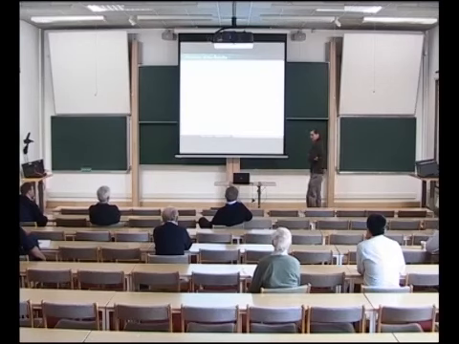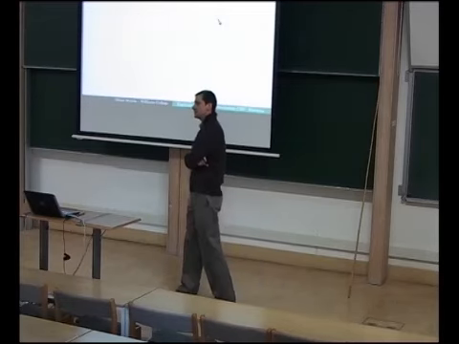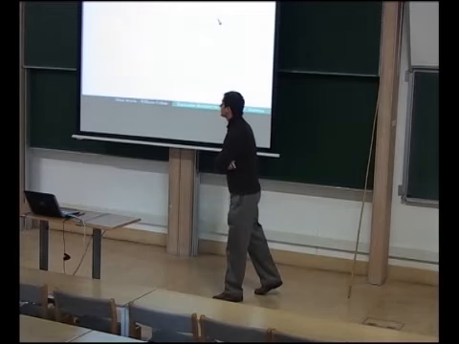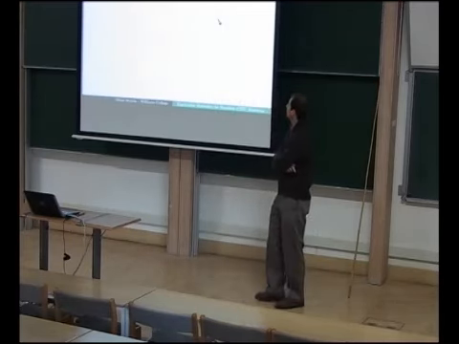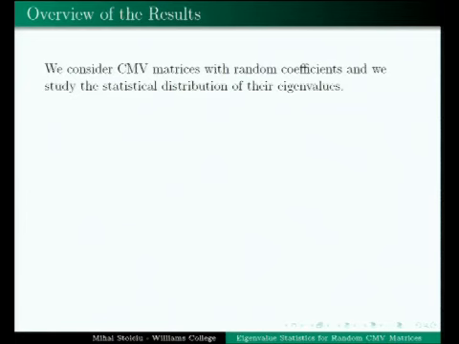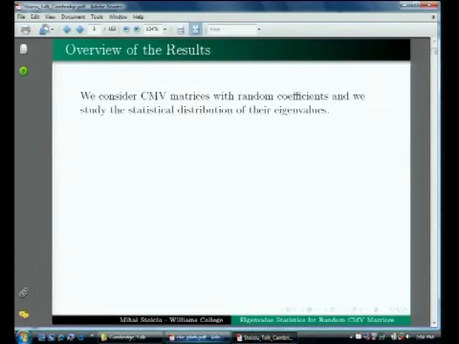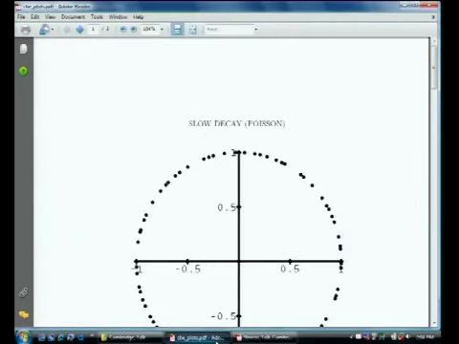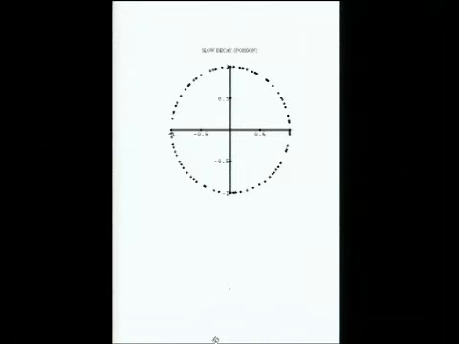Let me start by saying that we will consider CMV matrices, which are unitary matrices. We will see that they are the unitary analog of Jacobi matrices. We will randomize the coefficients, and we study the statistical distribution of the eigenvalues of these matrices. Let me start by showing a plot.